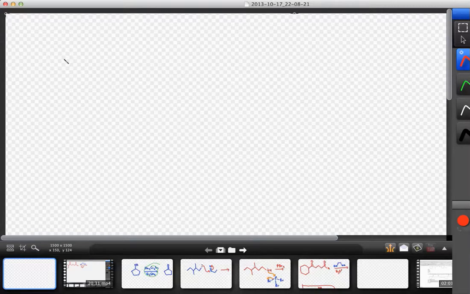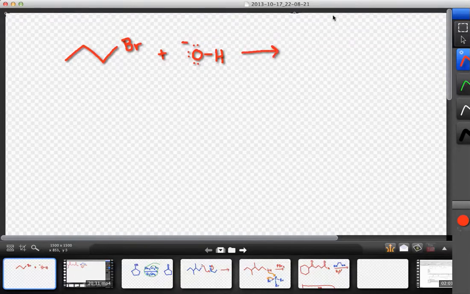So let's say, for instance, we have propyl bromide, and we are going to react this with hydroxide ion. And so one of the many questions that we would be expected to answer about this reaction system is, what are the products going to be?